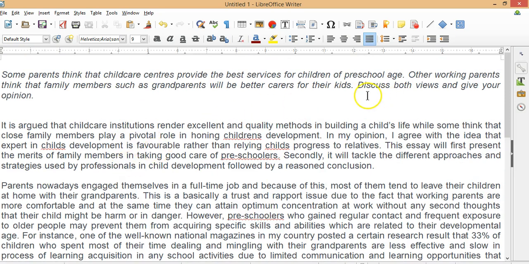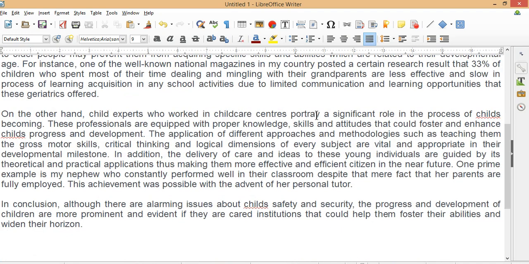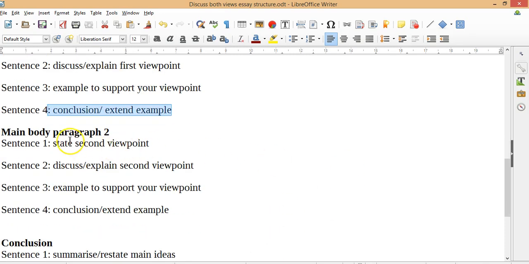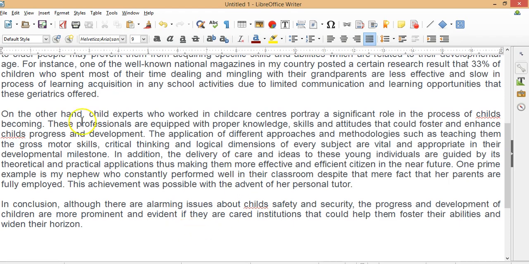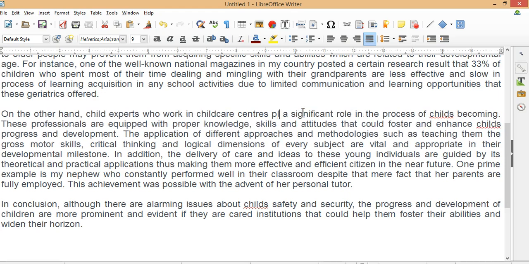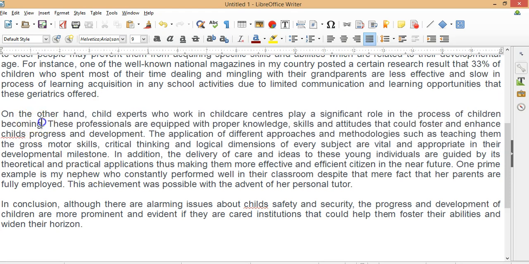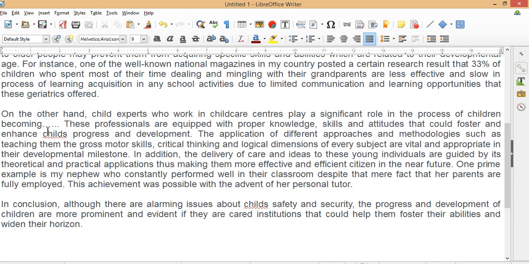Now, okay, so the second view is childcare centres are better. Okay, so why are they better? I mean, childcare centres are better. They're better because, here's an example of why they're better. So let's have a look. On the other hand, child experts who worked or work, because it's talking about, now, let's portray or maybe play a significant role in the process of children becoming what? Children becoming what exactly? They have to become something. We need a noun after this. Becoming what? Older? Becoming adult? I don't know, but we need some kind of a noun after this.